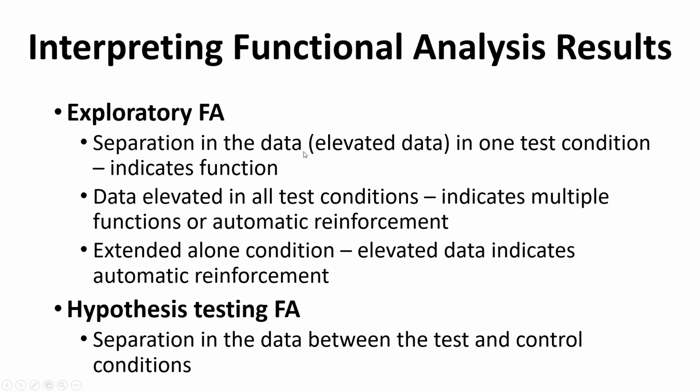And so all of these different options are important with our exploratory FAs because that's where we're looking at multiple options all at once. And in our hypothesis testing FAs, we're just telling the difference between one test and one control. So we would expect to see a separation in the data between the test and the control conditions. And if we don't, then our hypothesis is wrong, and we should probably conduct either an exploratory FA or go back to our assessments to figure out what else might be going on.